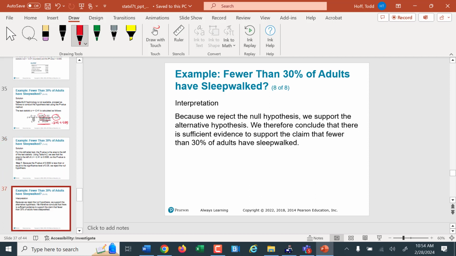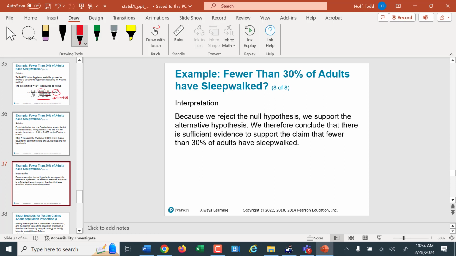If we wanted to use the p-value method, well, then we would find the p-value, the probability that the z-score. Now remember, alternative is less than, so we're looking at less than negative 2.41. Probability being less than negative 2.41, if we go to that table, I believe it's like 0.0080 if we look it up.